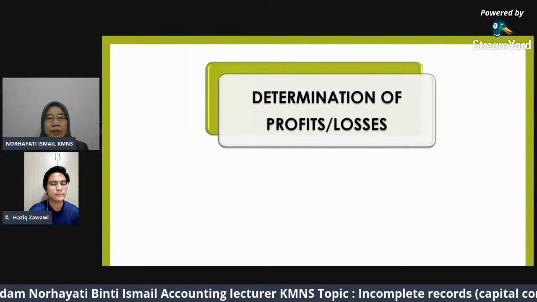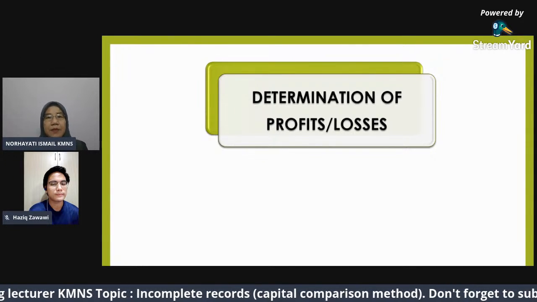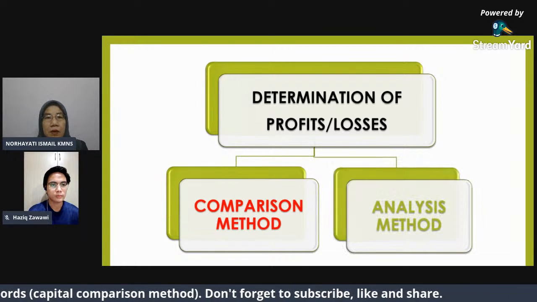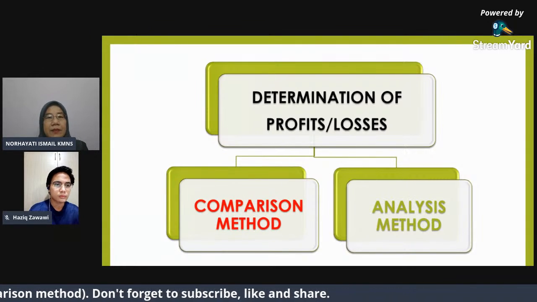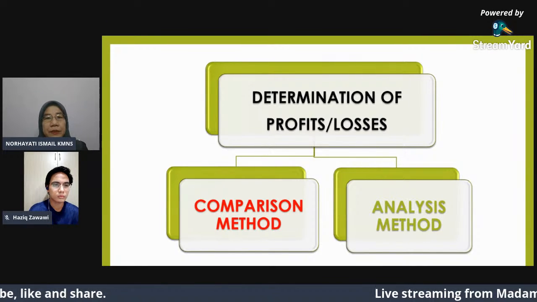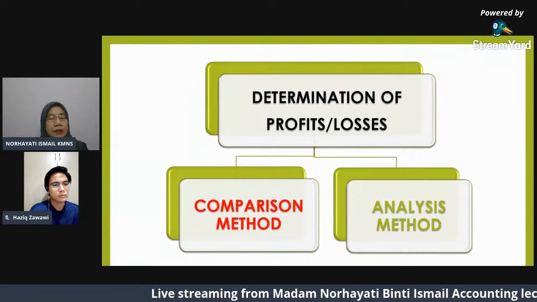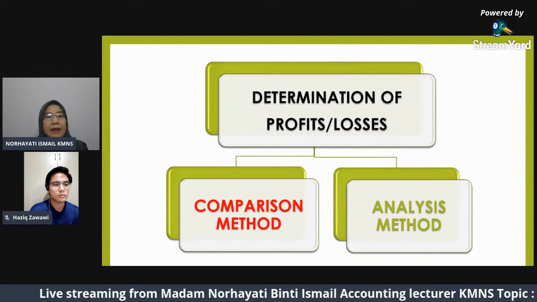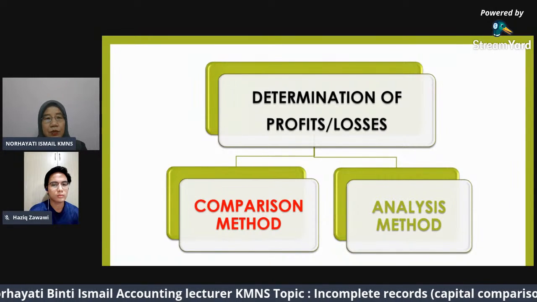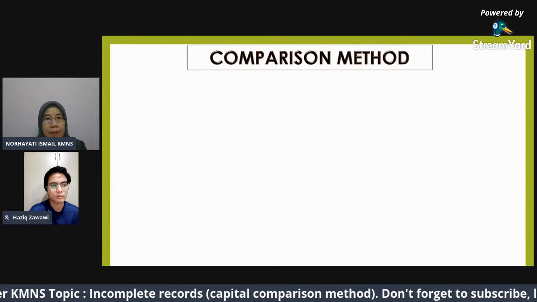Now, as an accountant, we have to help the business determine the profit or loss. There are two methods to calculate profit or loss for entrepreneurship. Number one, the comparison method, or in Malay, kaedah perbandingan. And another one, the analysis method. Today we just focus on the comparison method.